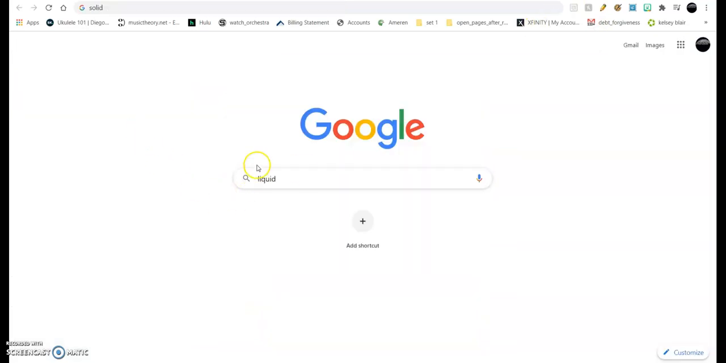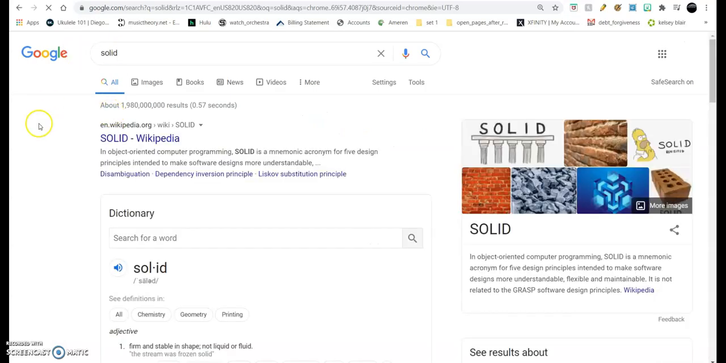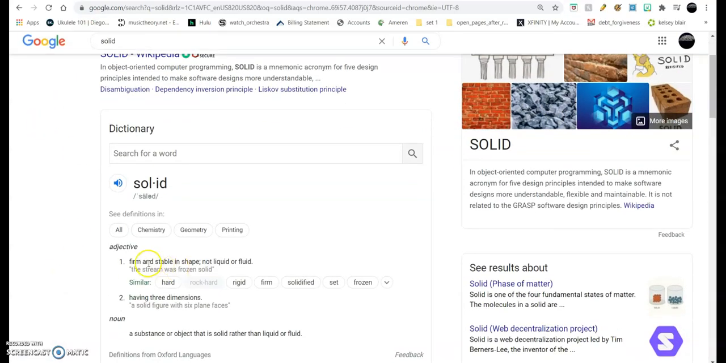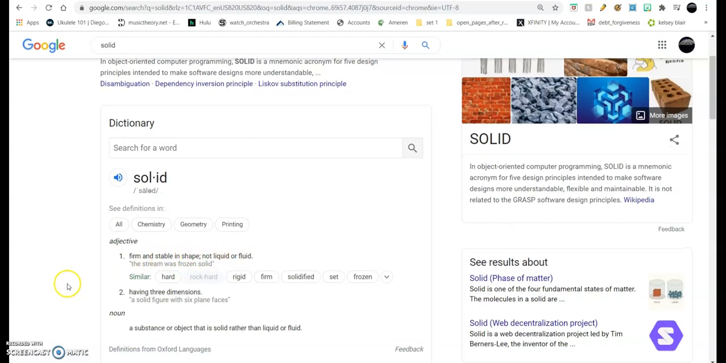And I would Google something like liquid or solid, and then I would go ahead and look it up. And all these things are solid. And we might have a definition right here. Firm and stable in shape, not liquid or fluid. There we go. A substance or object that is solid rather than liquid or fluid.